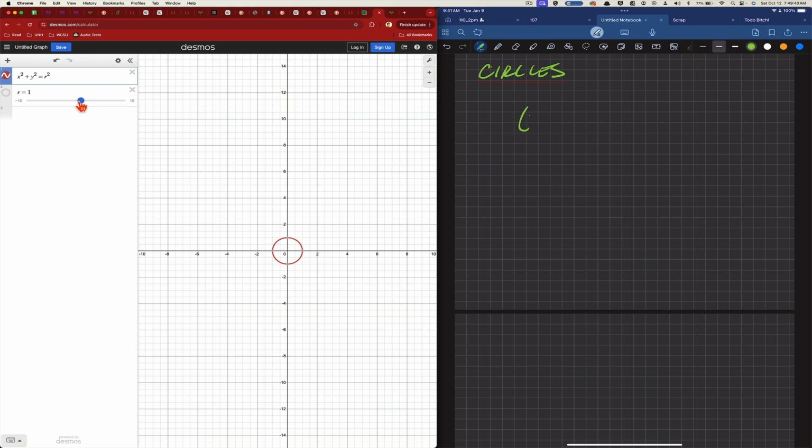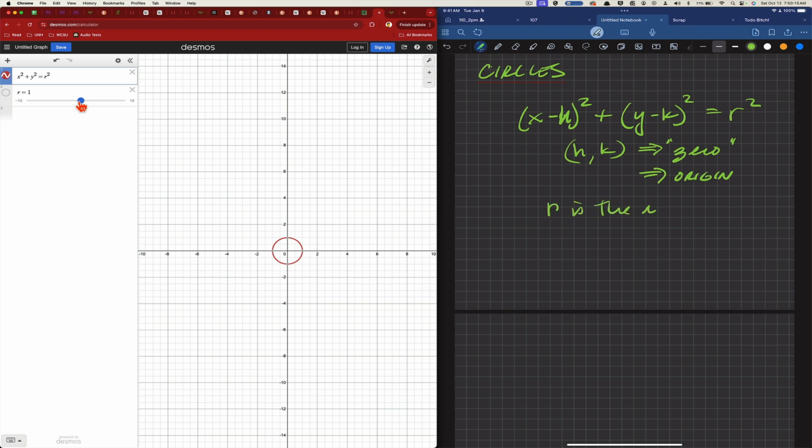So when I have this standard form for the equation of a circle, if h and k are 0, and h and k are a point, so if they're both zeros, or at the origin, and we'll talk about what I mean by that in just a moment, then I have x squared plus y squared equals r squared, and r is the radius of our circle.